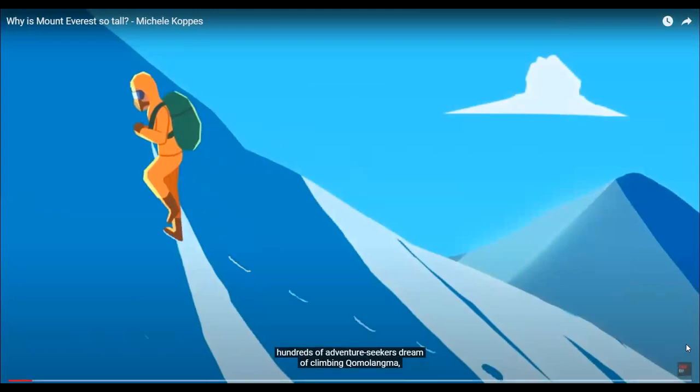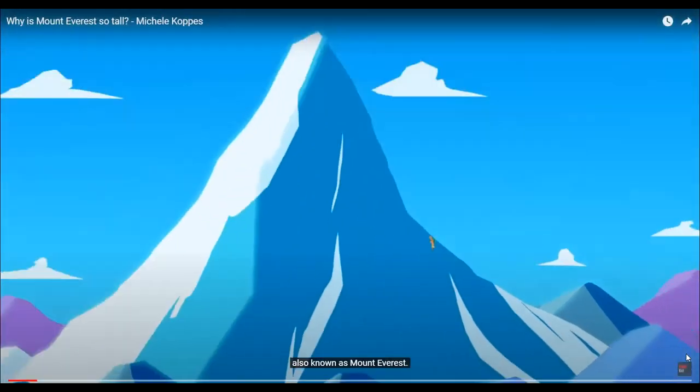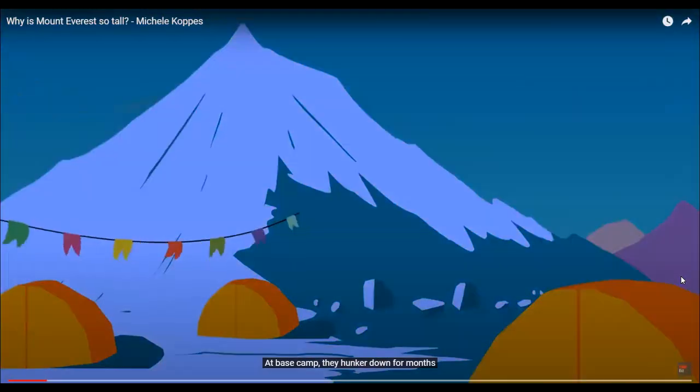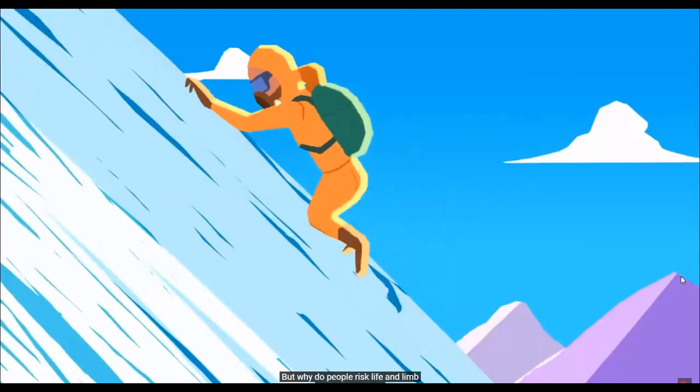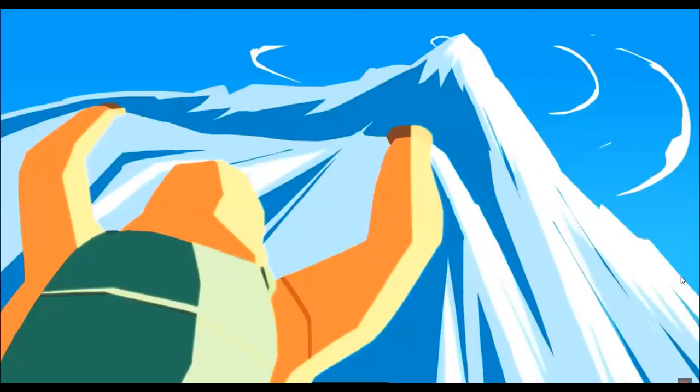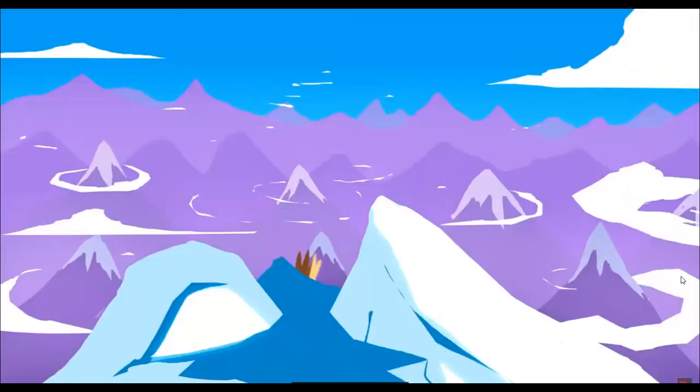Every spring, hundreds of adventure seekers dream of climbing Chomolungma, also known as Mount Everest. At base camp, they hunker down for months, waiting for the chance to scale the mountain's lofty, lethal peak. But why do people risk life and limb to climb Everest? Is it the challenge, the view, the chance to touch the sky?